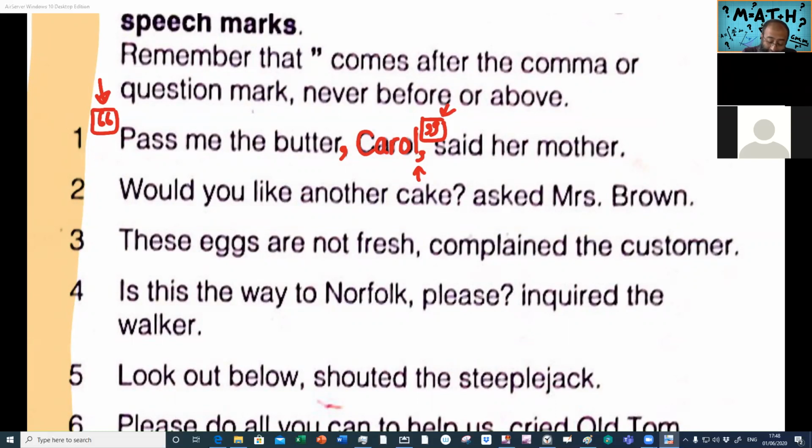"Would you like another cake?" Now remember, in the question mark, you have a built-in full stop. So we're starting the speech here at the beginning, the 66, or the beginning of the quotation mark. And then we finish it after the full stop again. So we're not doing the question marks here. That's the wrong position. You're going to do slightly to the right of the full stop, so the full stop is here, and the end of speech marks is slightly to the right hand side of it, up here. Okay. "Would you like another cake?" asked Mrs. Brown. So the speech part is this bit here.